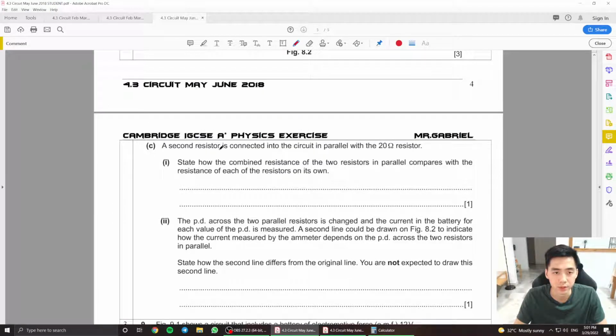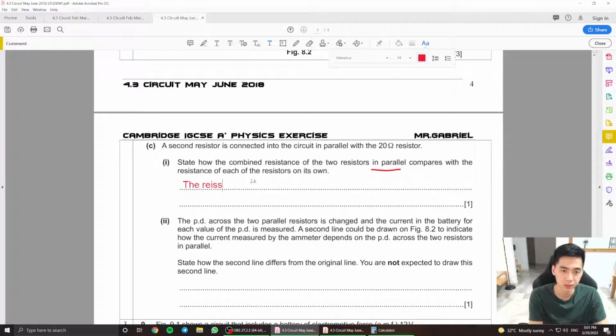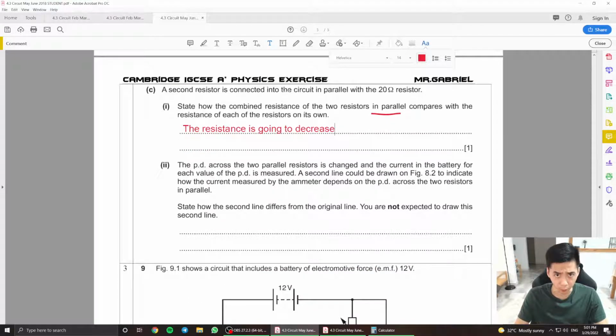Then a second resistor is connected in the circuit parallel to the 20 ohm. State how the combined resistance of the two resistors in parallel compares with the resistance of one on its own. Whenever you connect anything in parallel, the resistance is going to decrease, because anything connected in parallel will have less resistance. The potential difference across the two parallel resistors is changed and the current in the battery for each value is measured.